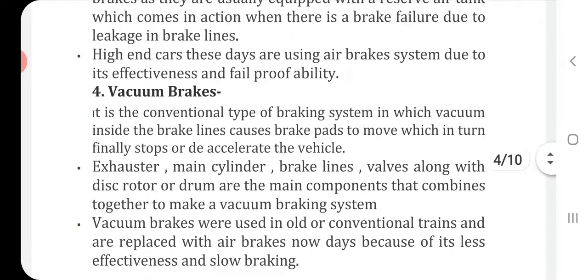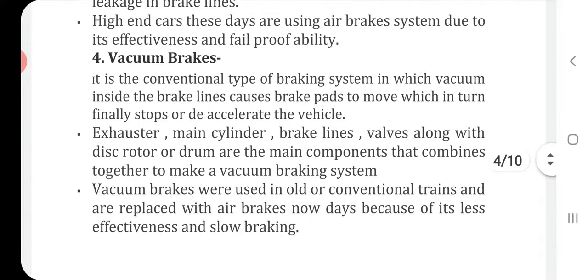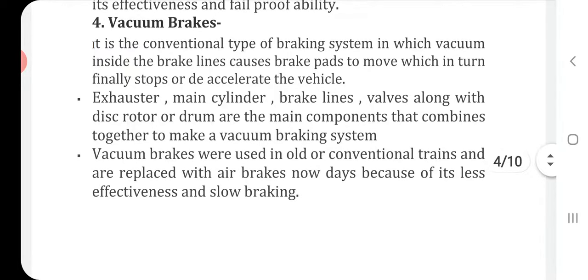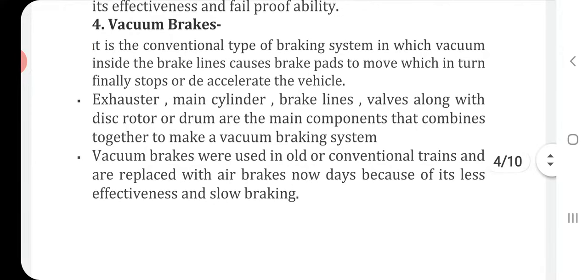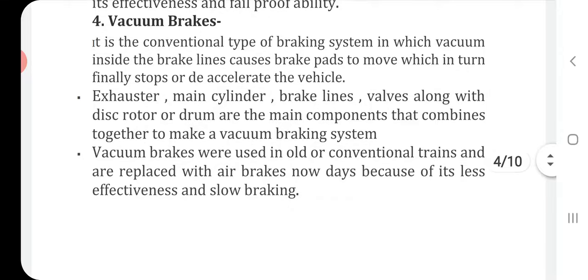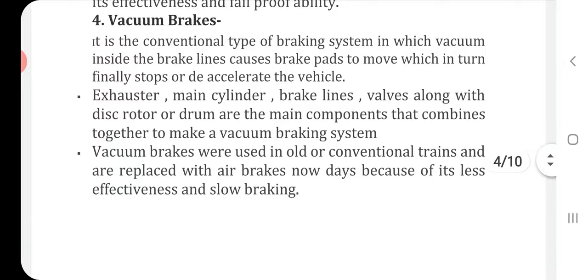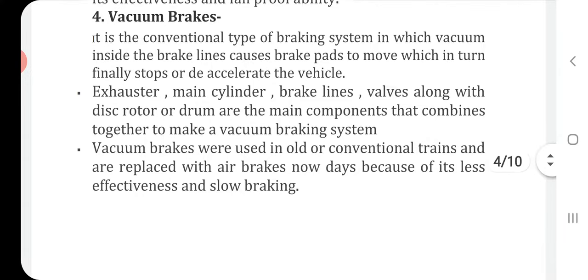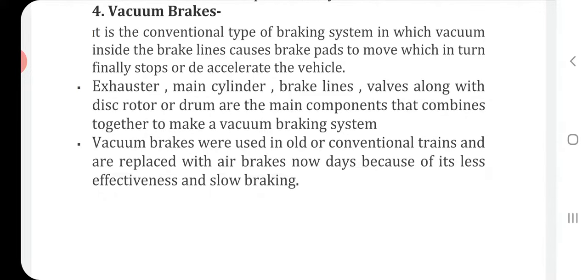In your automobiles, we don't use this vacuum braking system. Basically, it finds application in trains, and you have seen it also. Whenever we pull the chain, this vacuum braking takes place. It is the conventional type of braking system in which vacuum inside the brake lines causes brake pads to move, which in turn finally stops or decelerates the vehicle. So this is the main principle. Vacuum brakes were used in old or conventional trains and have been replaced with air brakes nowadays because of their lower effectiveness and slow braking.